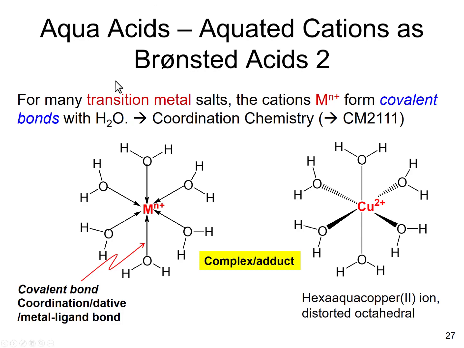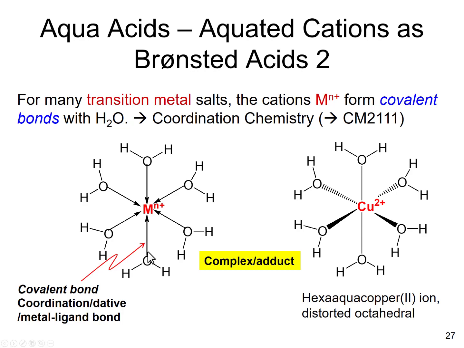But when we move away from the main group to the transition metals, then we can generalize the cations as Mn+. And we do the same thing. We dissolve these sort of transition metal salts in water. And what we get are these hydrated transition metal ions. And so now the transition metal ions with the higher positive charge here would have a much stronger interaction with the water. And so these are called coordination or dative metal-ligand interactions.